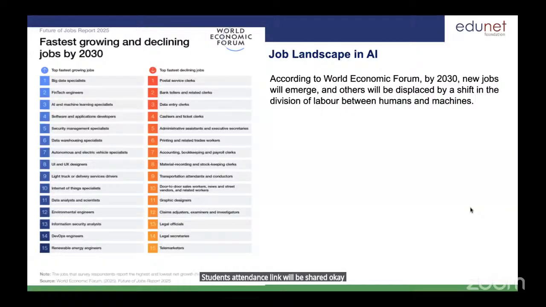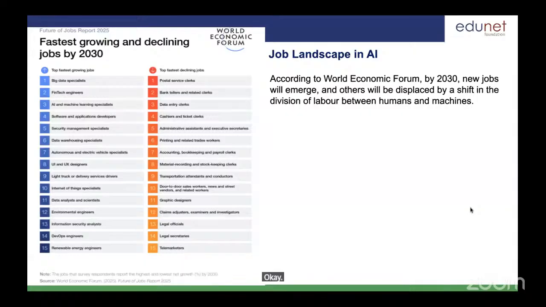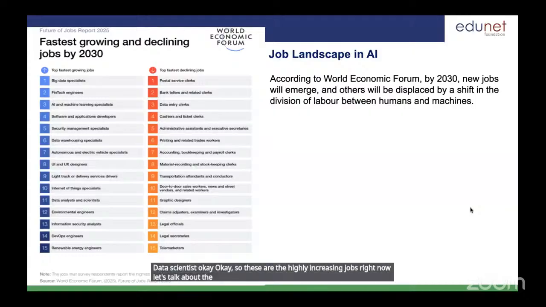Okay. So I want you to concentrate on a few more things. Data analytics. Okay. Fintech engineers, Gen AI, cloud computing, DevOps, MLOps. Data scientist. Okay. So these are the highly increasing jobs, right? Now let's talk about the decreasing jobs.